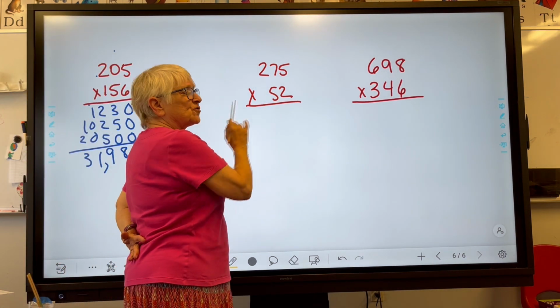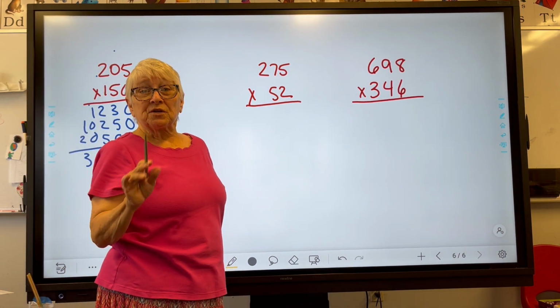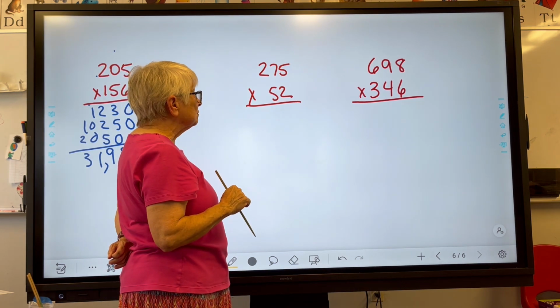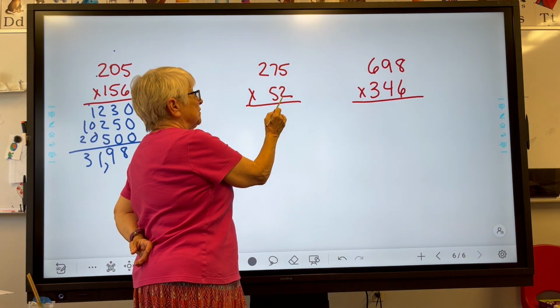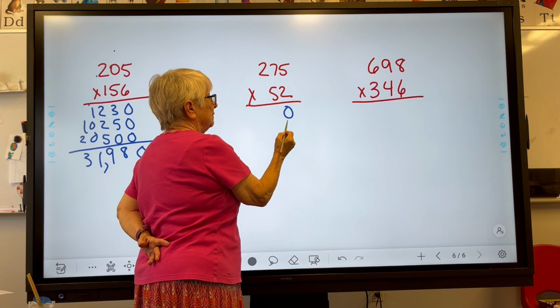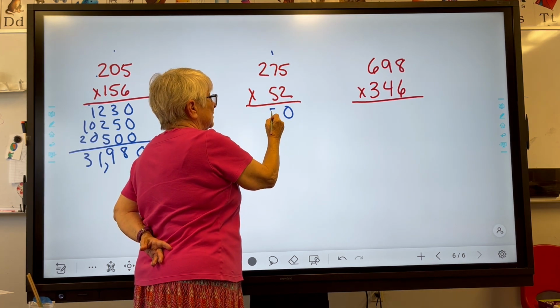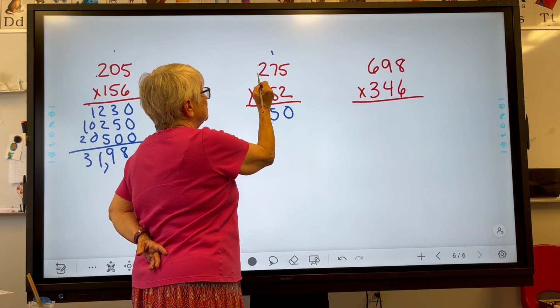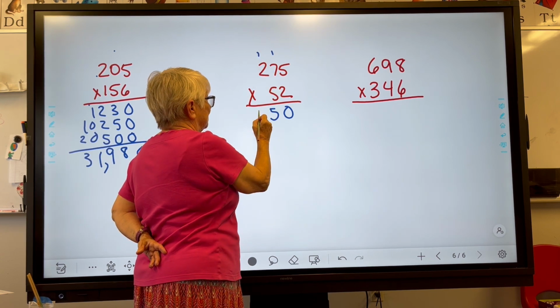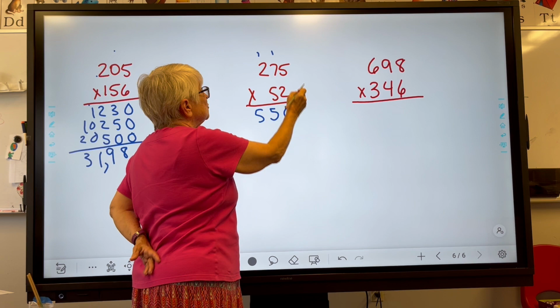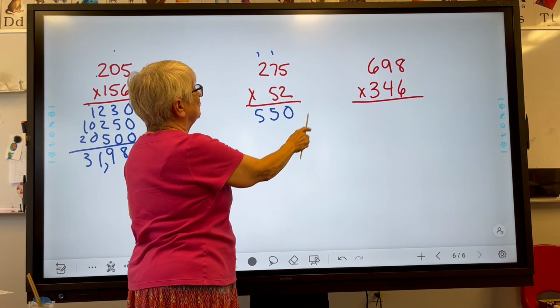Okay, this is just a 52. But we still have to follow the same rules. We start with the ones. 2 times 5 is 10. 2 times 7 is 14, and that 1 is 15. And 2 times 2 is 4, and that 1 is 5. So 2 times 275 is 550.